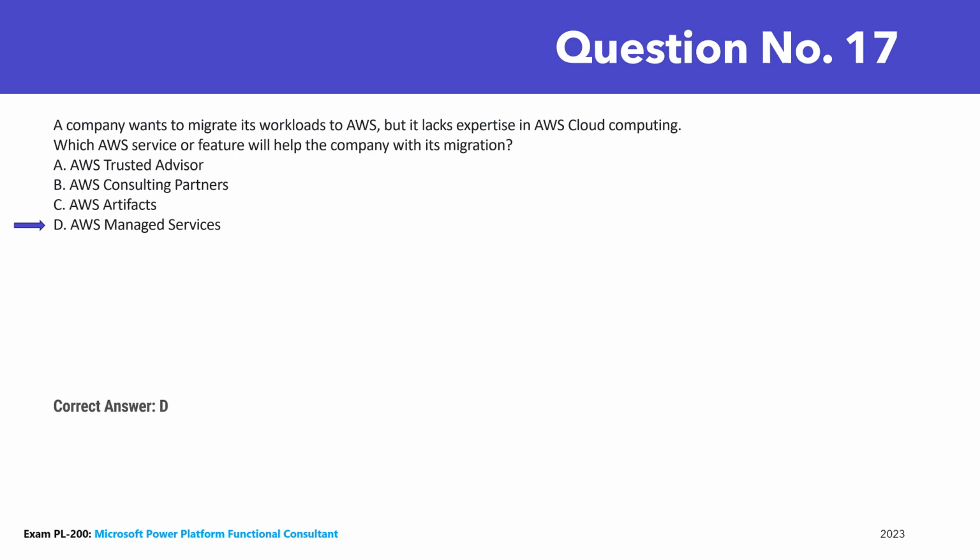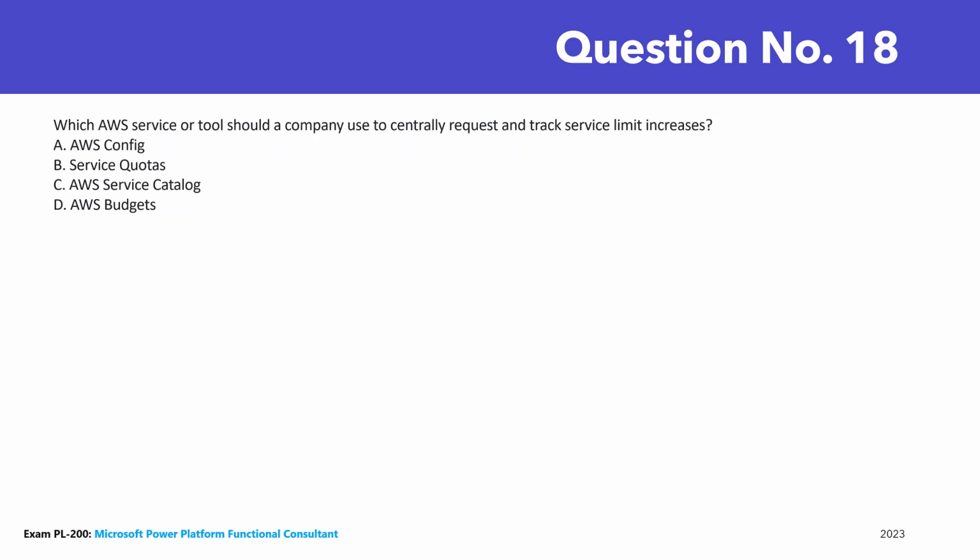Which AWS service or tool should a company use to centrally request and track service limit increases? A. AWS Config. B. Service Quotas. C. AWS Service Catalog. D. AWS Budgets. Correct answer, B.